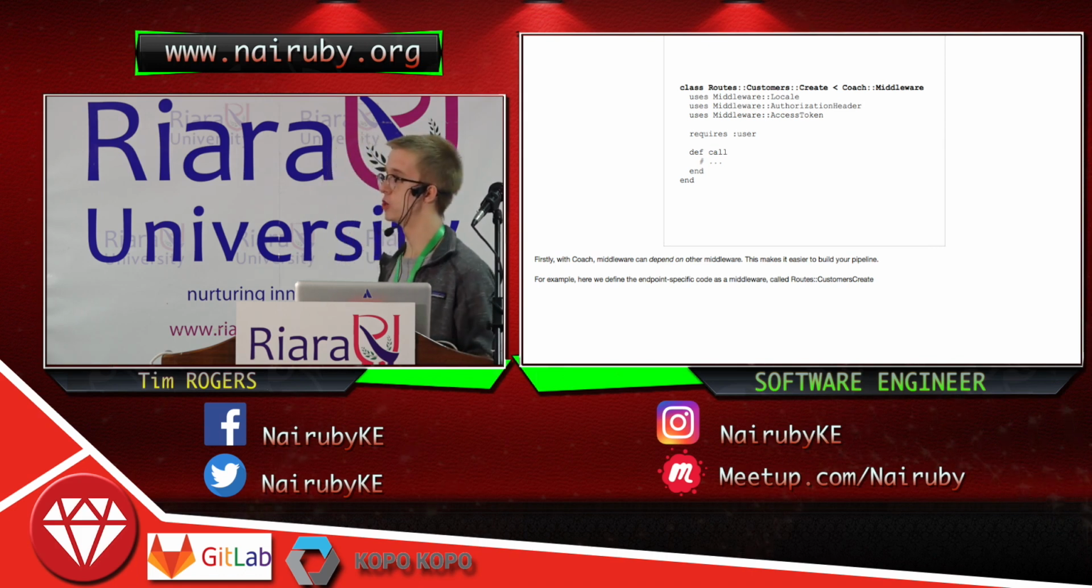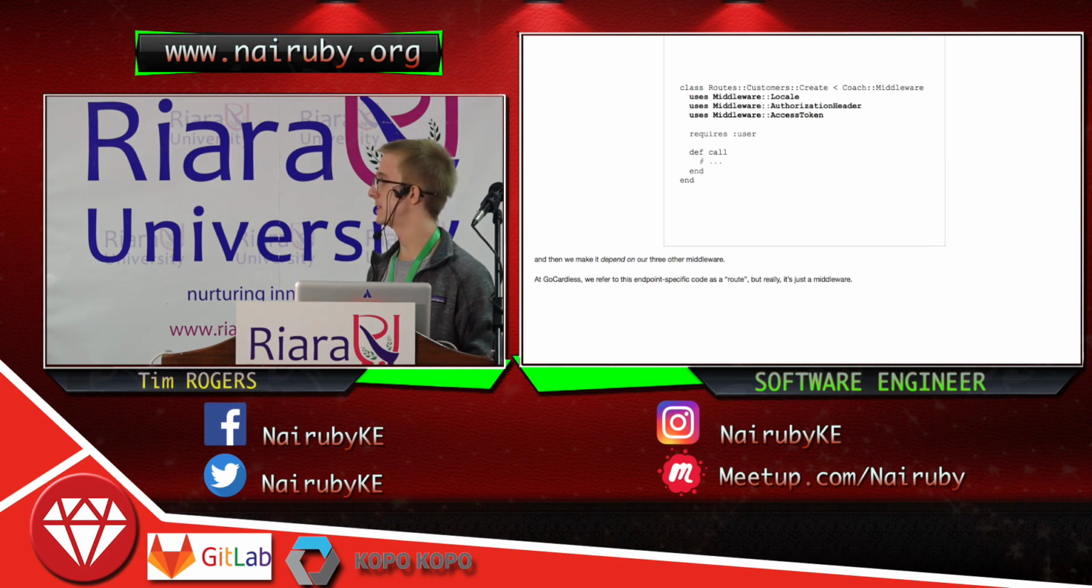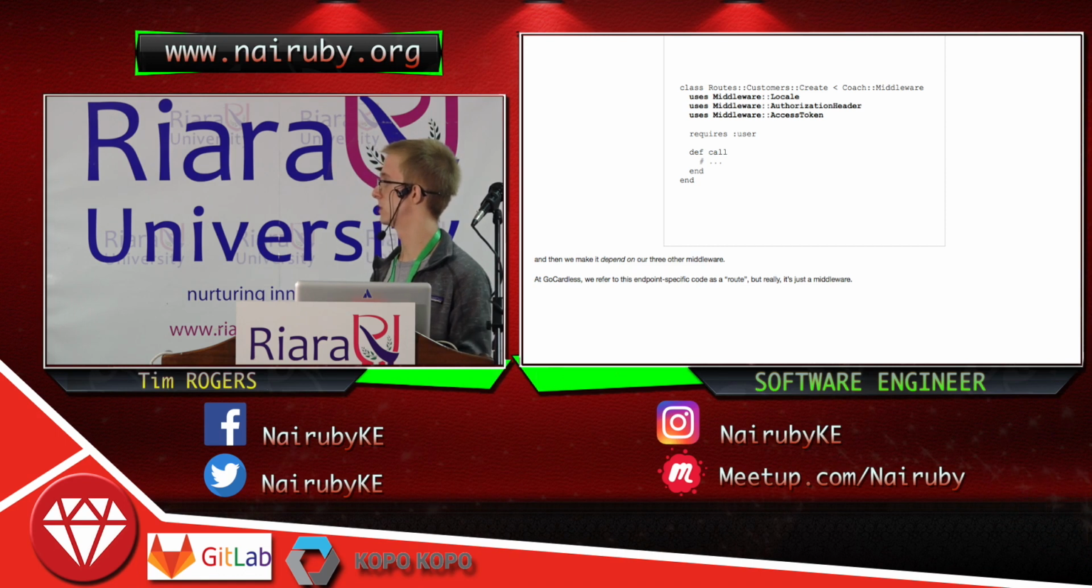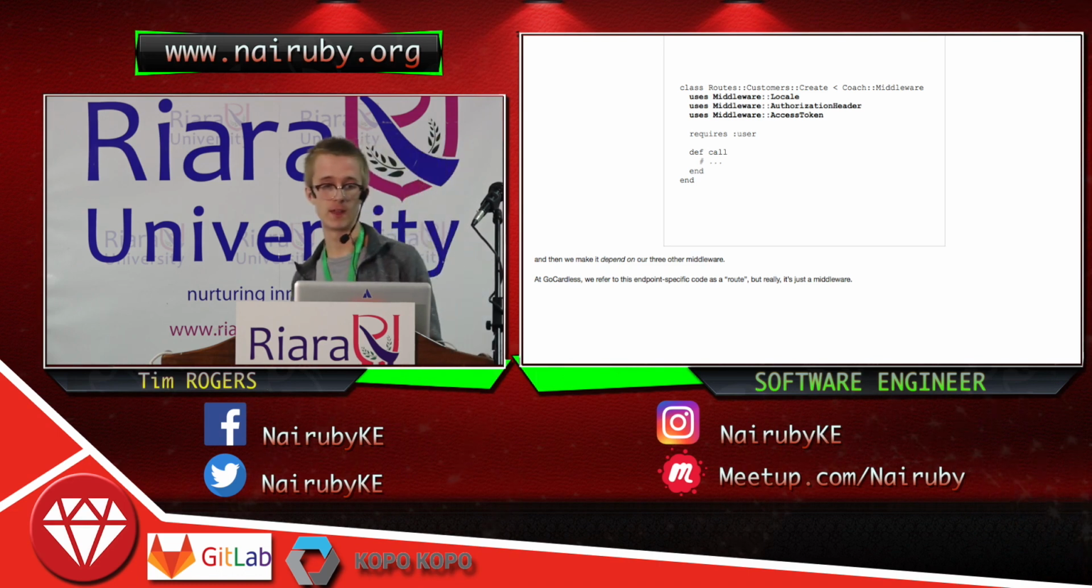Firstly, with Coach, middleware can explicitly depend on other middleware. This makes it much easier to build your pipeline, as you can have a single point of entry. So our endpoint-specific middleware from before becomes a class like this, Routes::Customers::Create. And then we use the uses method to say that this middleware depends on other middleware. At GoCardless, we refer to the endpoint-specific code as a route, but really it's just a middleware like any other.